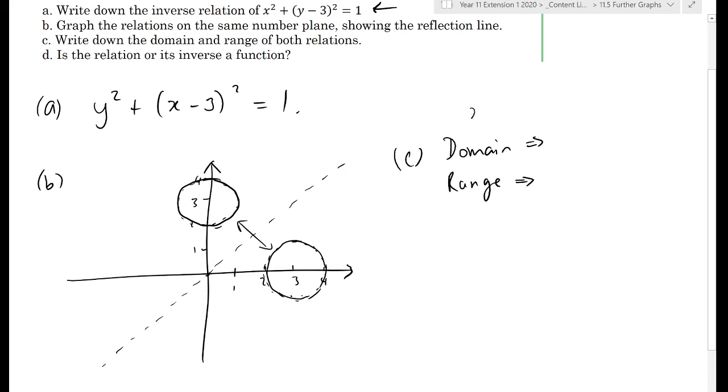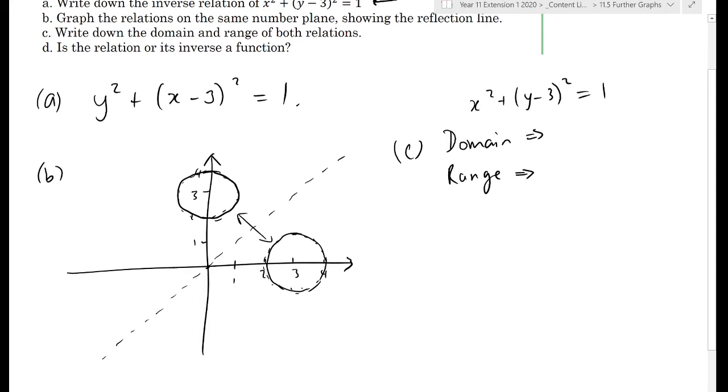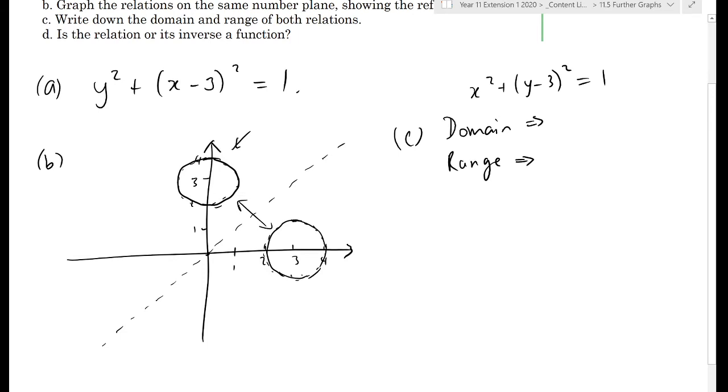And we'll do it for the first one. So x squared plus (y minus 3) all squared is equal to 1. So that's this one that's up here. That's my original function. My domain for this one is all the values of x, so it's between -1 and 1, including those ones. And my range in this case is from 2 up to 4.